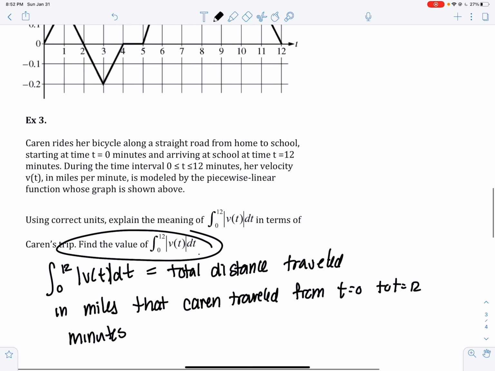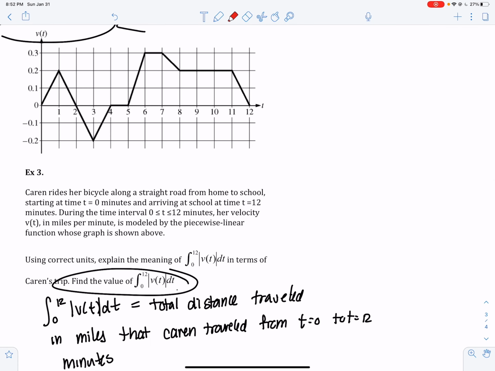Well, the graph is up there. So the integral from 0 to 12 means take all these areas and add them up. And because I'm looking at the total distance, not the net, whatever is negative, I need to make that positive. Okay? So this is 2 times 0.2, which is 0.4, divided by 2 because it's 1/2 base times height. This is 0.2. And this is also 0.2. Yes, it's negative, but I'm going to make that positive. This is negative 0.2. I'm going to make that positive.